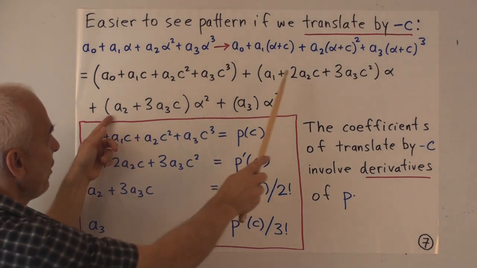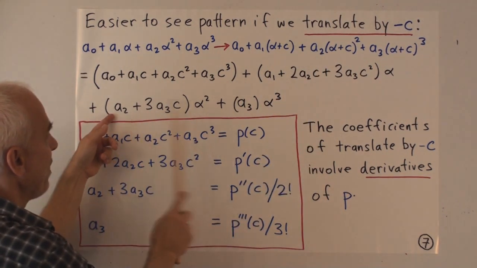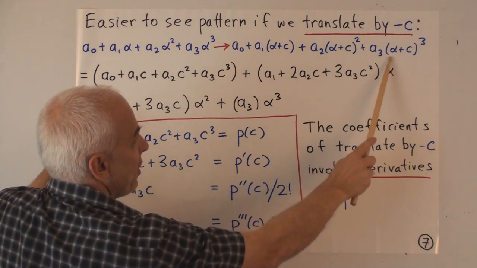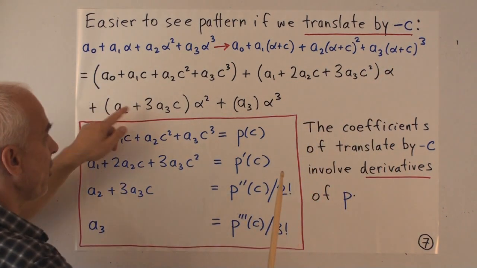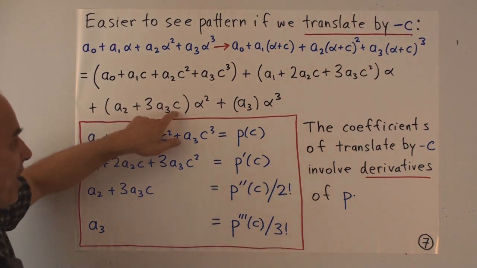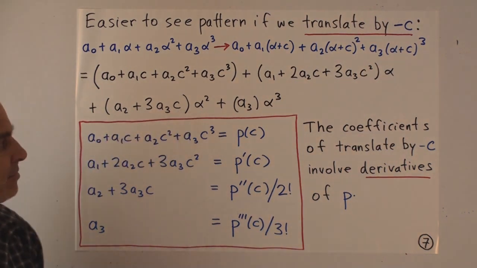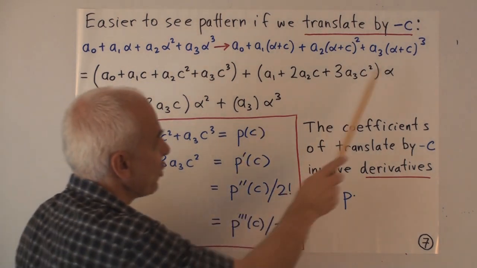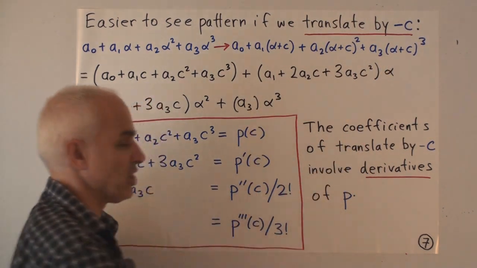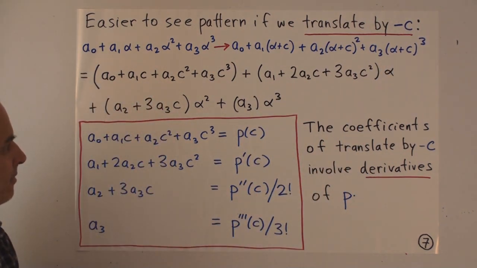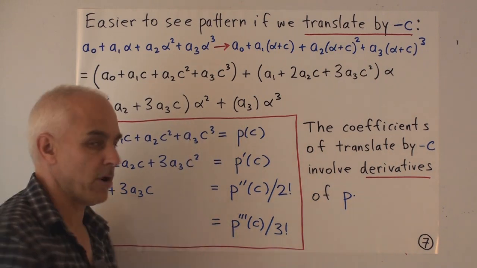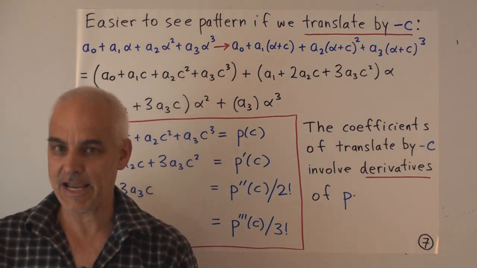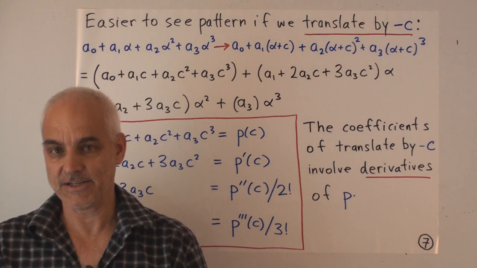Coefficients of alpha squared, there's one coming from here, A2 alpha squared, and again from here we're getting another 3 alpha squared C coming from the binomial theorem, giving us 3A3 times C times alpha squared. And there's only one alpha cubed occurring there with coefficient A3. Have a look at these 4 coefficients. These are what we get by translating the polynomial by minus C.